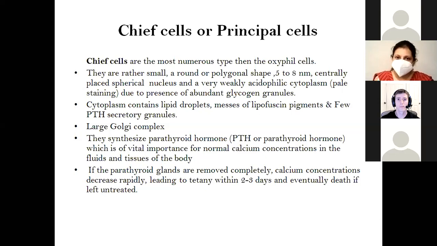If the parathyroid gland, for instance, is removed completely, calcium concentration decreases very rapidly and it leads to tetany, which is a condition of extreme muscle contraction. Eventually it causes contraction or spasm of the respiratory muscles, leading to death if it's left untreated.